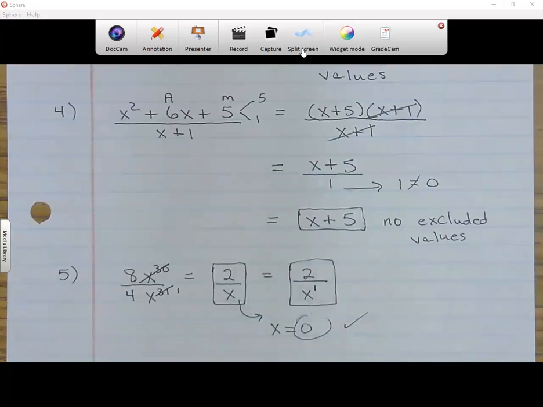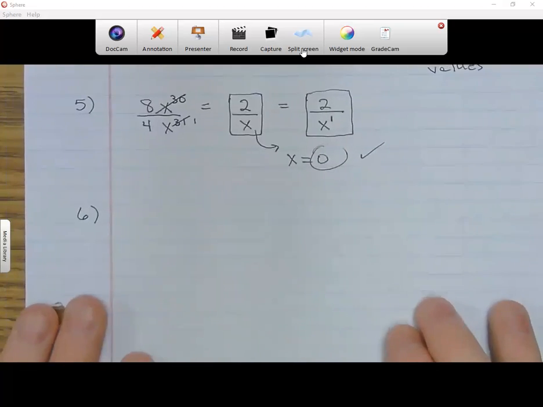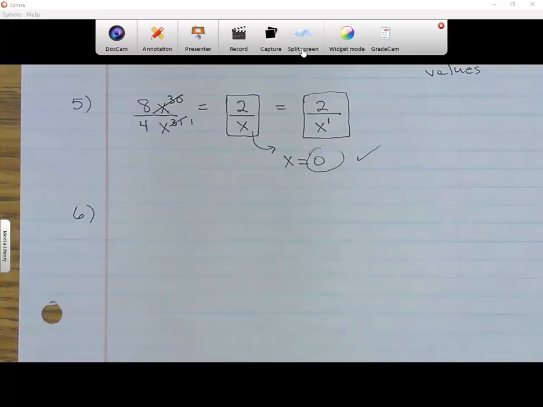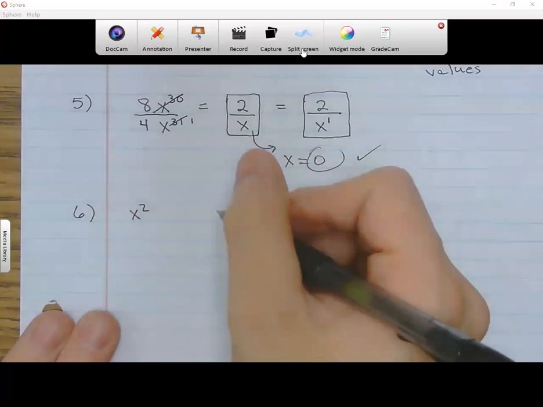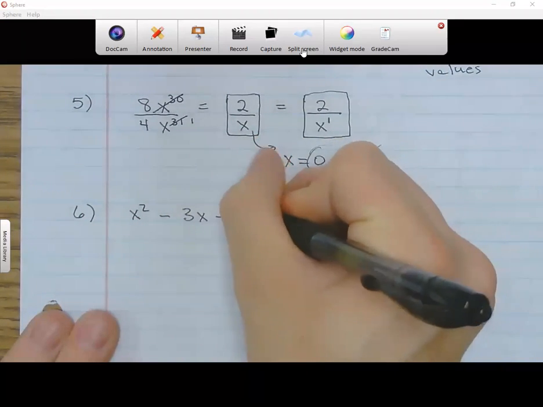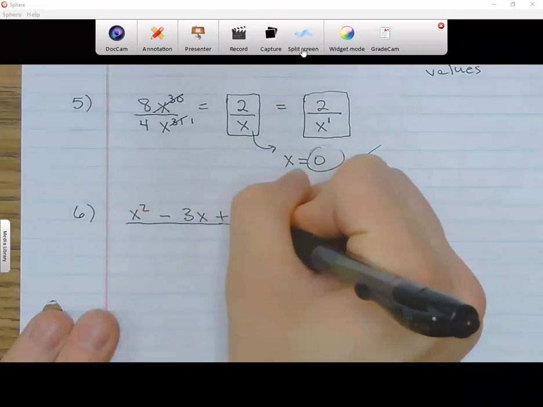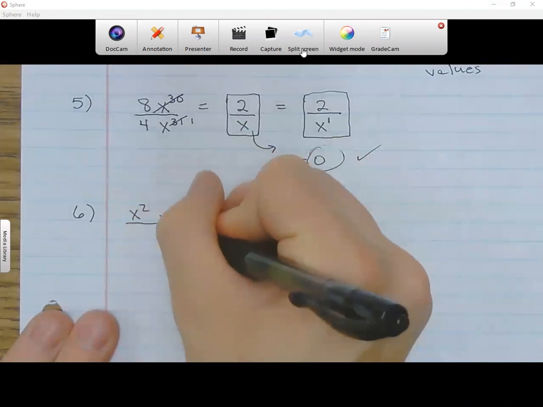All right, number 6. Let's take a look at this one. And then maybe after that, we can get to some classwork. All right, number 6 is going to be x squared minus 3x plus 9, and in the denominator, we have x cubed plus 27.